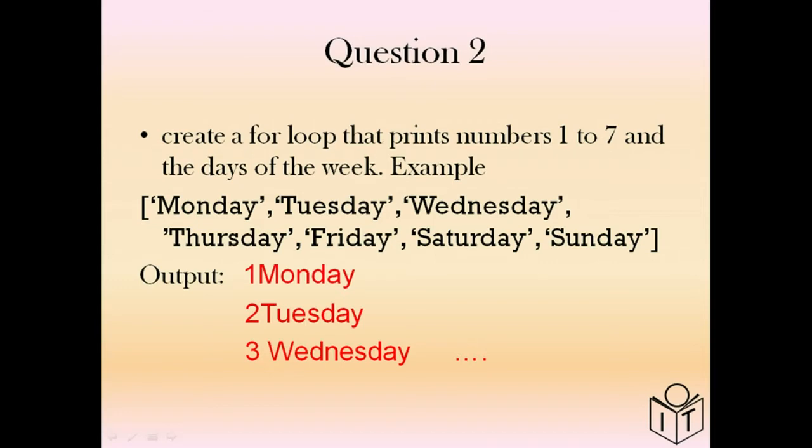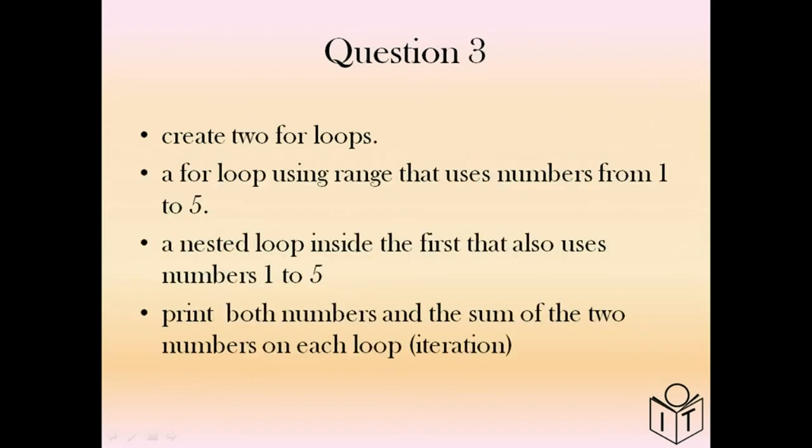Question 3. Create 2 for loops. A for loop using range that uses numbers from 1 to 5, and also a nested loop inside the first one that also prints numbers 1 to 5. So inside these 2 loops, we need to print both numbers and the sum of both those numbers, added together, and I want you to show that each time the loop runs, each iteration.